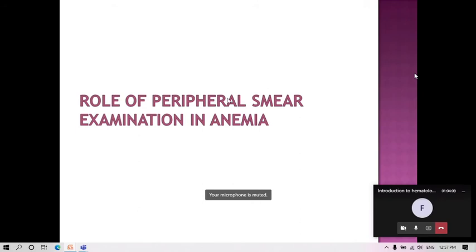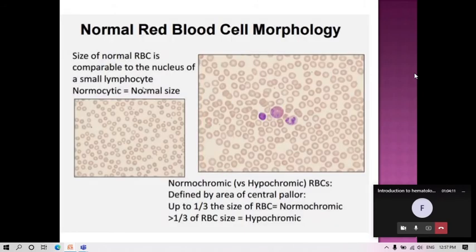Another investigation is peripheral smear examination. Here you can see what is normocytic normochromic. We compare the size of the RBC with the nucleus of a small lymphocyte. So that is normocytic. A cell which is larger than the nucleus of a small lymphocyte will be macrocytic, and if the size is smaller, then that will be microcytic. And in normochromia, the central pallor is normally up to 1/3 of the RBC. That is normochromia.